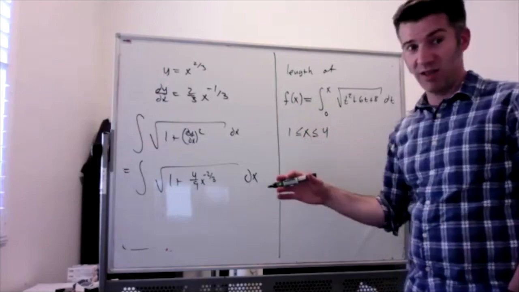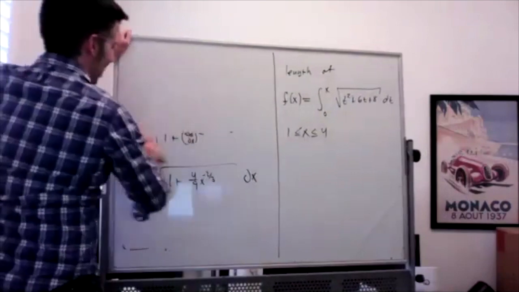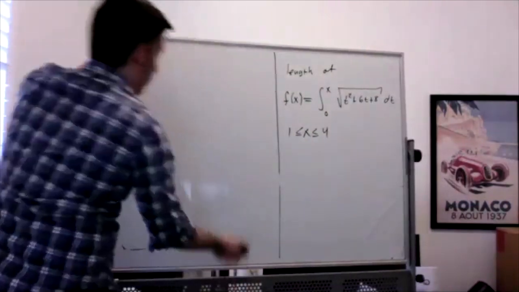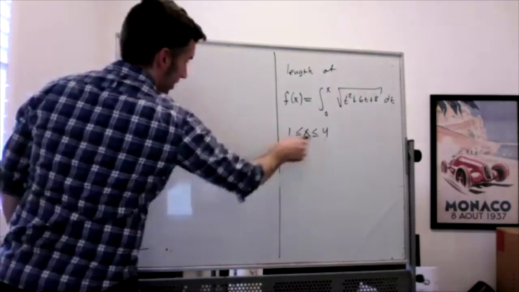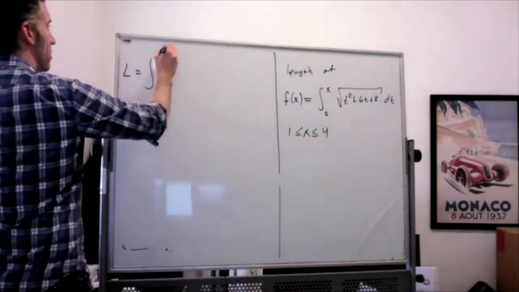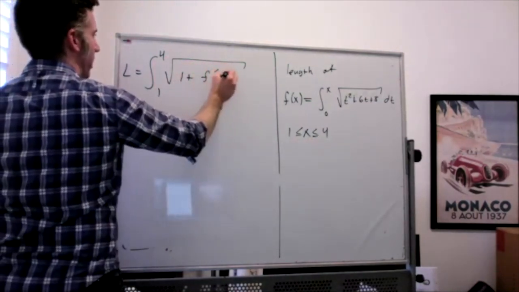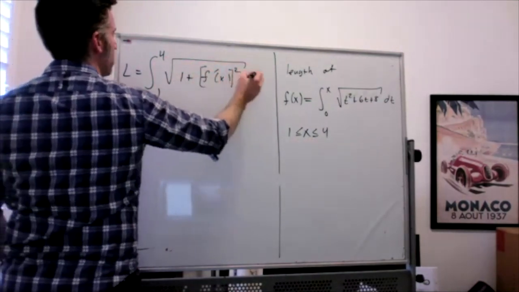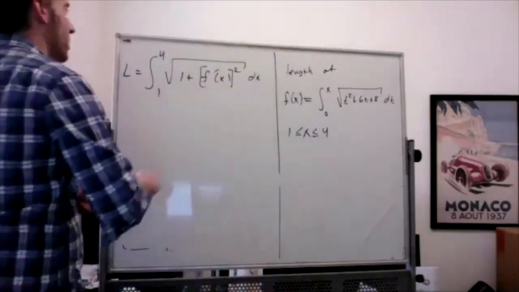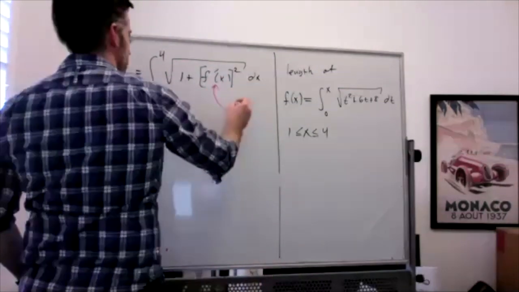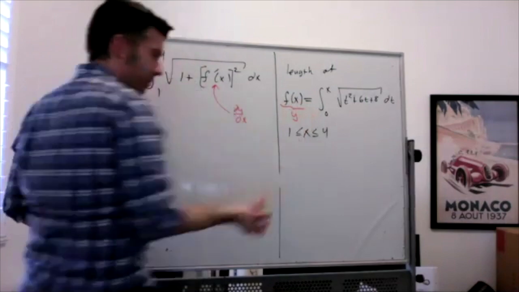So I'm just going to throw the formula at it. Here's my formula: arc length is the integral from, well, they gave me the limits of integration, of the square root of 1 plus f prime of x squared. You can use f prime of x or you can use dy dx, right? Same difference. You could also say that that's dy dx if you're calling this y.